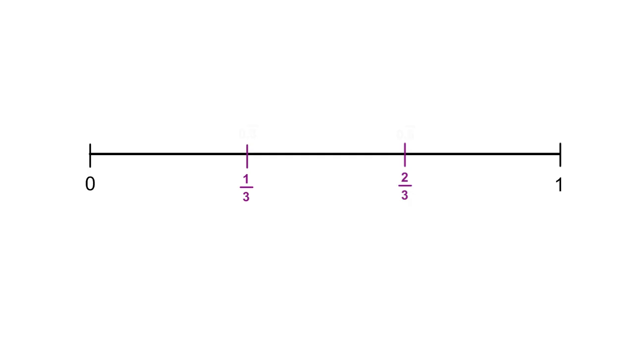This pattern can also be seen with repeating decimals. If we divide our number line into thirds, find the decimal equivalent for 1/3 and for 2/3. The decimal equivalent for 2/3, 0.6 repeating, is 2 times the decimal equivalent for 1/3, 0.3 repeating.